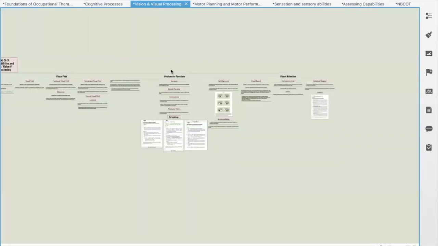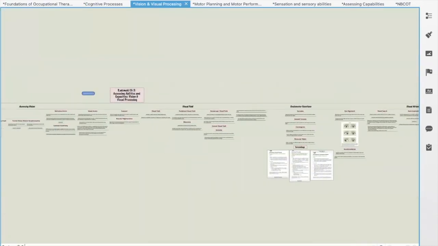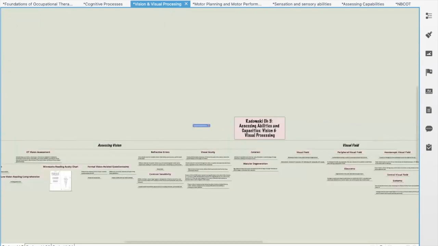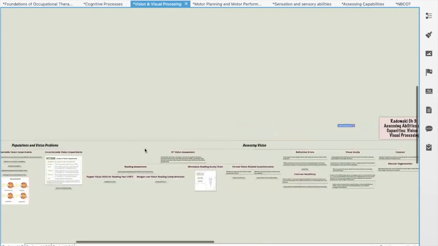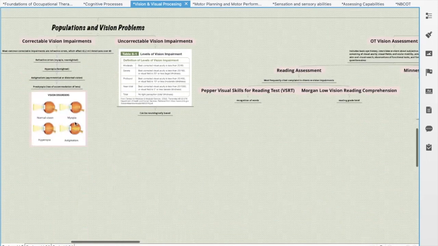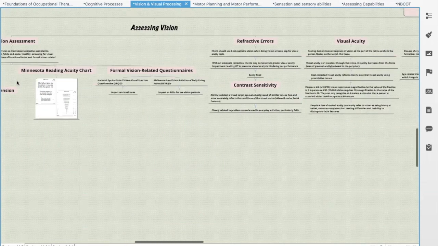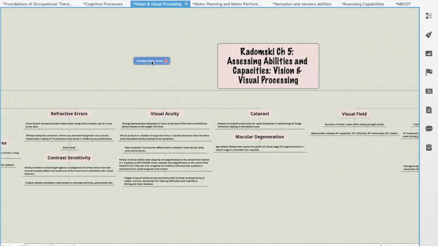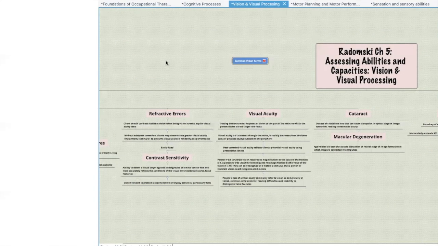Moving on to vision and visual processing. I definitely like the way that this concept map was organized. There's a lot of things that were added that I feel like were very helpful. Lots of tables and visual aids. One thing I did go ahead and add is a video that touches on common vision terms as it relates to occupational therapy.